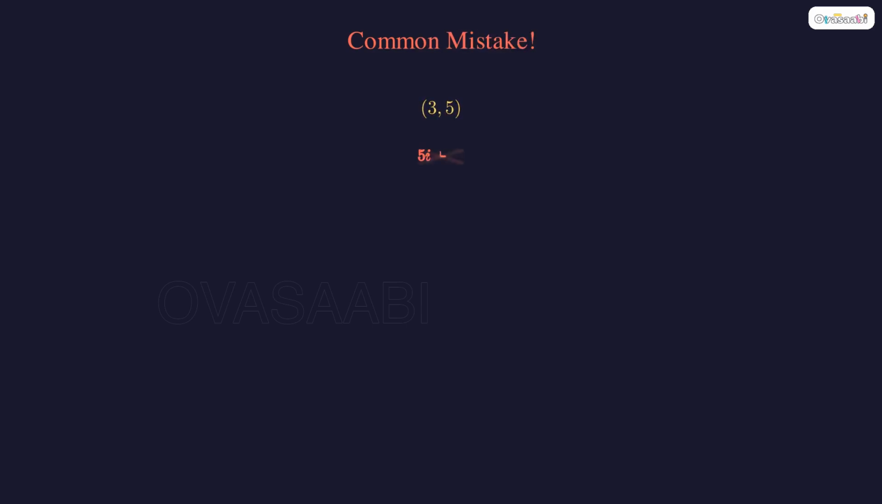Common exam mistake. Students swap the numbers. Remember, coordinate (3, 5) means 3i + 5j, not 5i + 3j. First number goes with i, second with j.